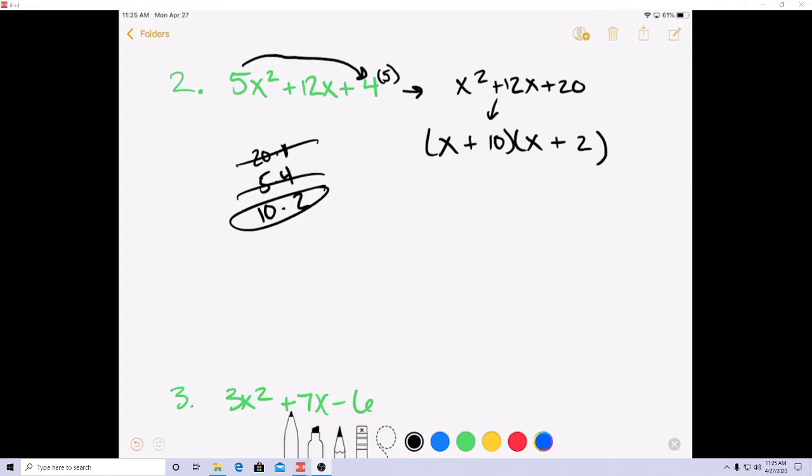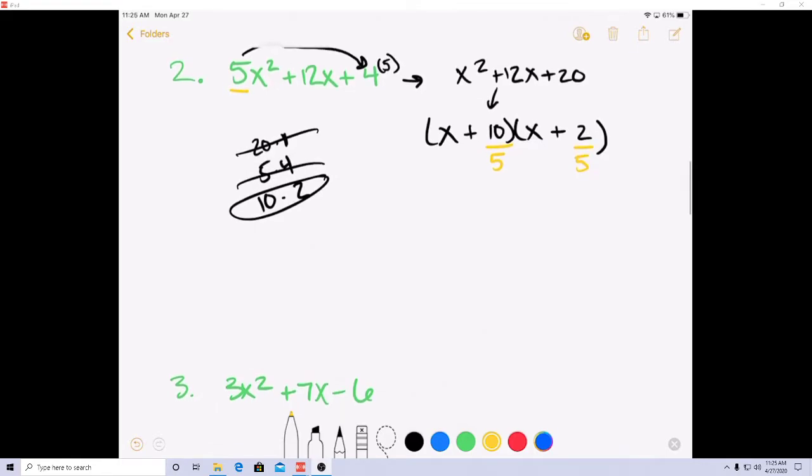So I slid, I factored, and now I need to divide by the same number I slid at the beginning of the problem. I slid this 5. Now I need to divide by this 5. We multiplied it to begin, we divide it to end, kind of undoes itself, you know?